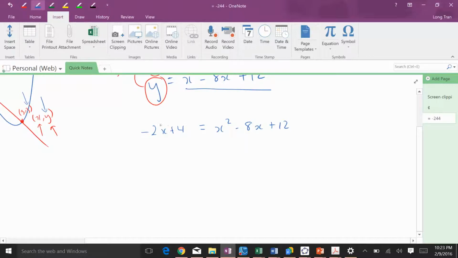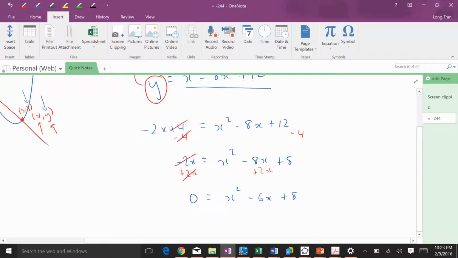I'm going to move everything across. This is plus 4, so I'm going to minus 4 on both sides. That cancels off. 12 minus 4 gives me x squared minus 8x plus 8. And over here I still have a minus 2x, so I can add 2x on both sides. And that conveniently now gives me 0 equals x squared minus 6x plus 8.